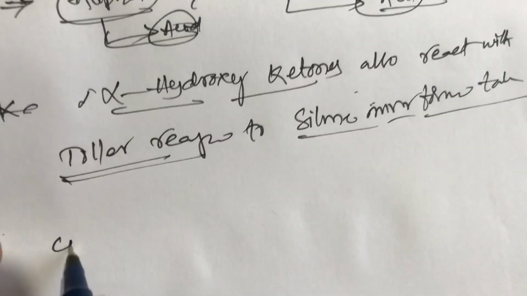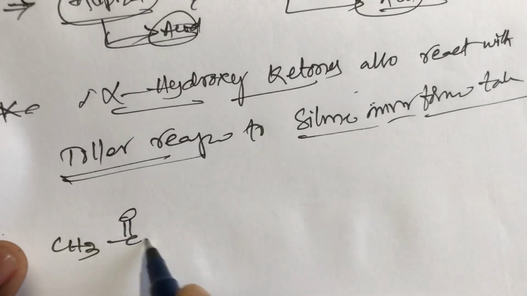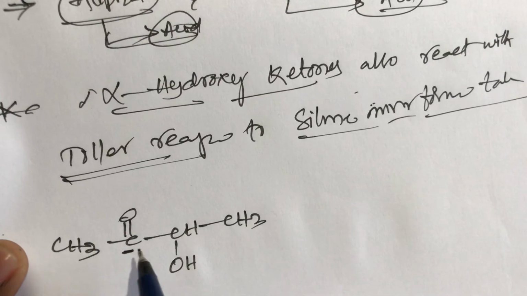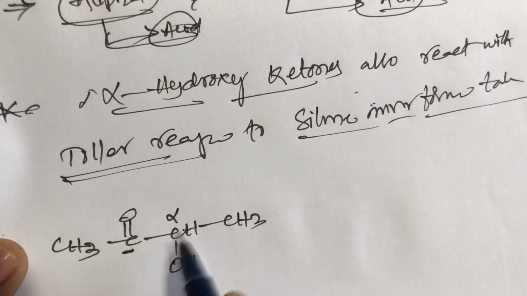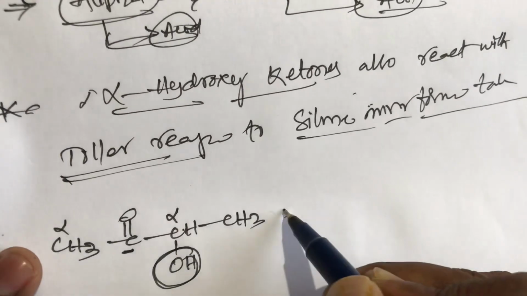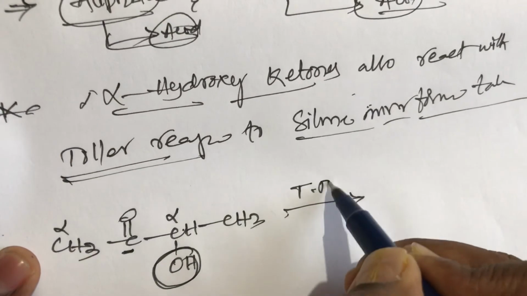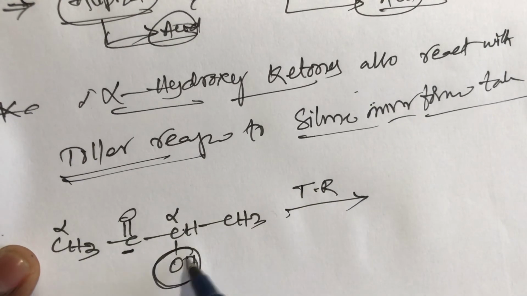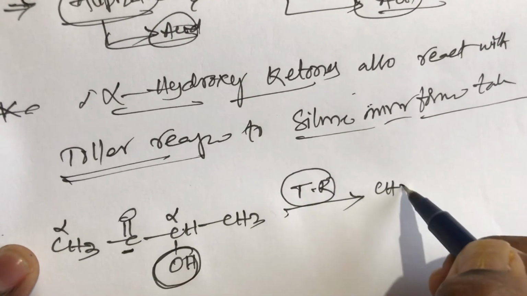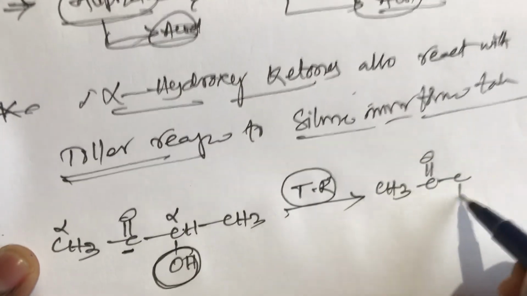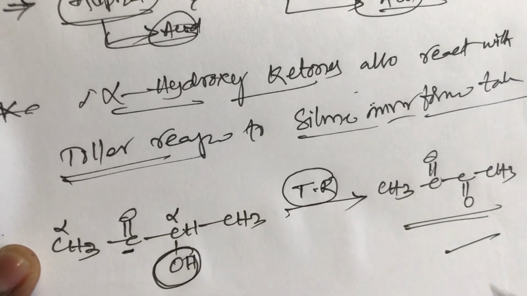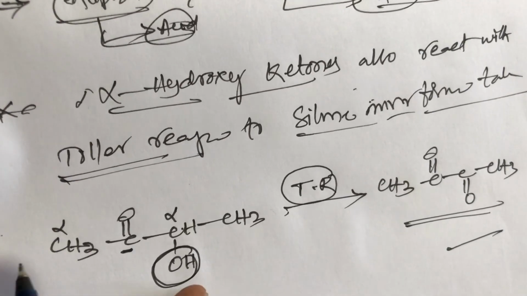Now, an example: CH3CO, then CHOH, then CH. This is the functional group, student. Beside this functional group there is an alpha carbon on the right hand side and an alpha carbon on the left hand side. So this is called the alpha hydroxy group. This alpha hydroxy group is oxidized with Tollens reagent. You remember, student, this alpha hydroxy ketone is oxidized with Tollens reagent to form a diketone, CH3CO, then CO, then CH. This is very important. So this is the exception case, student.